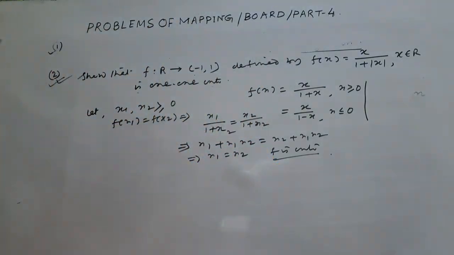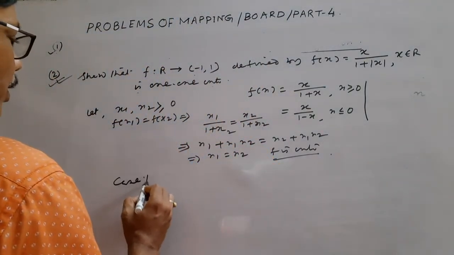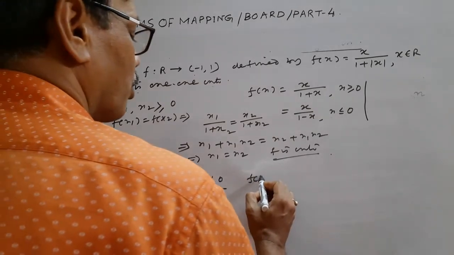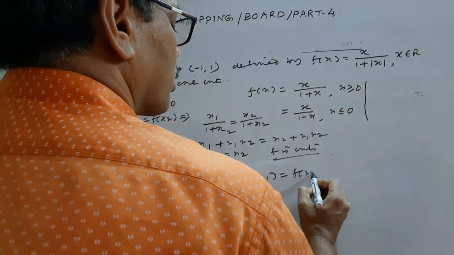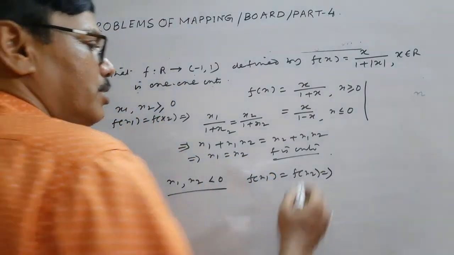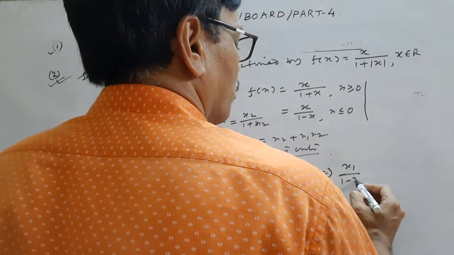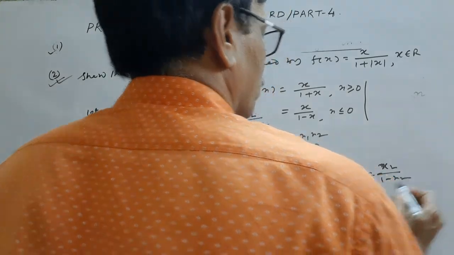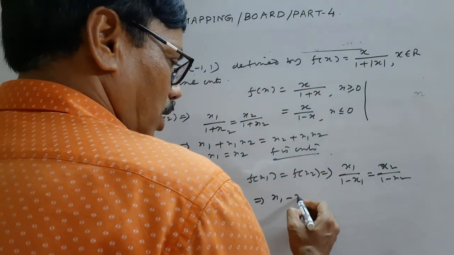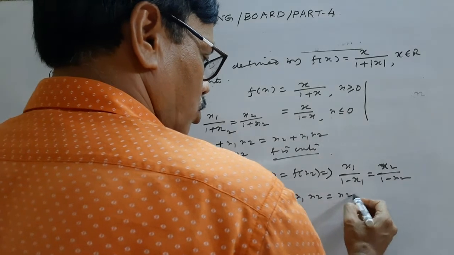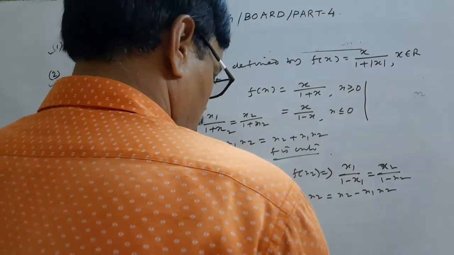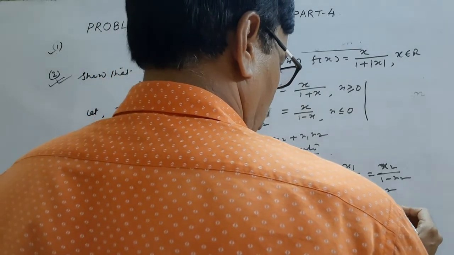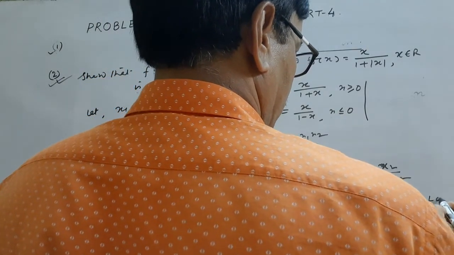Now case 2: x1, x2 less than 0. So f(x1) equals f(x2) implies x1 by 1 minus x1 equals x2 by 1 minus x2. So x1 minus x1x2 equals x2 minus x1x2. So x1 equals x2. So f is one-one for x less than 0.